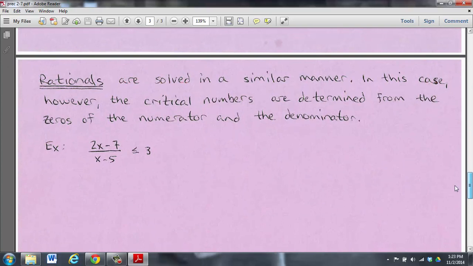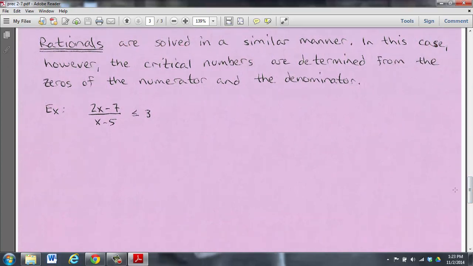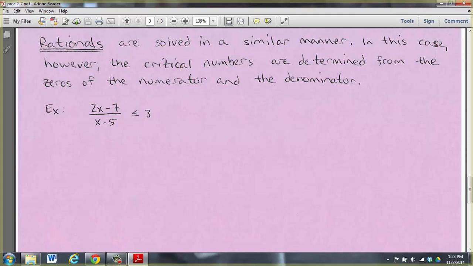let's talk about rationals. Rationals are solved in a similar manner that we did the polynomial ones. Okay, the only difference is this time our critical numbers aren't going to be what it turns out to factor into, because we have a numerator and a denominator. Our critical numbers end up being determined based on the 0 both in the numerator and in the denominator. Hopefully that made sense. If it doesn't, it'll certainly clear up as we go through this problem right now.